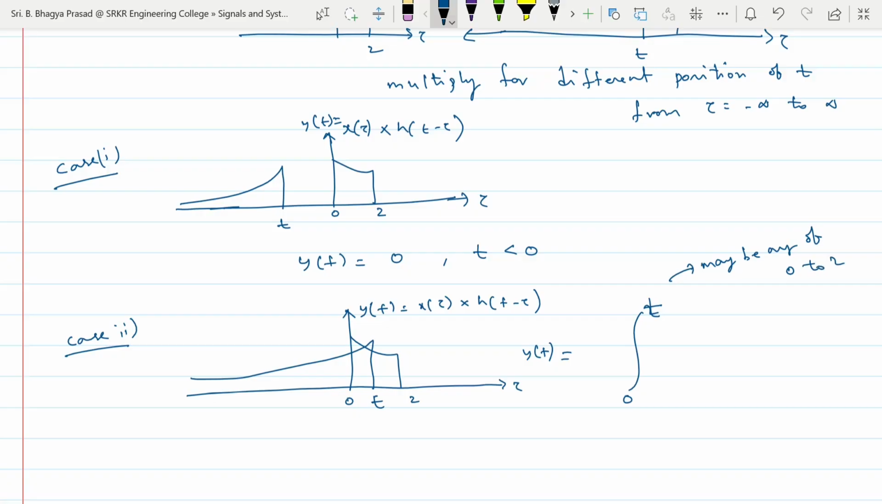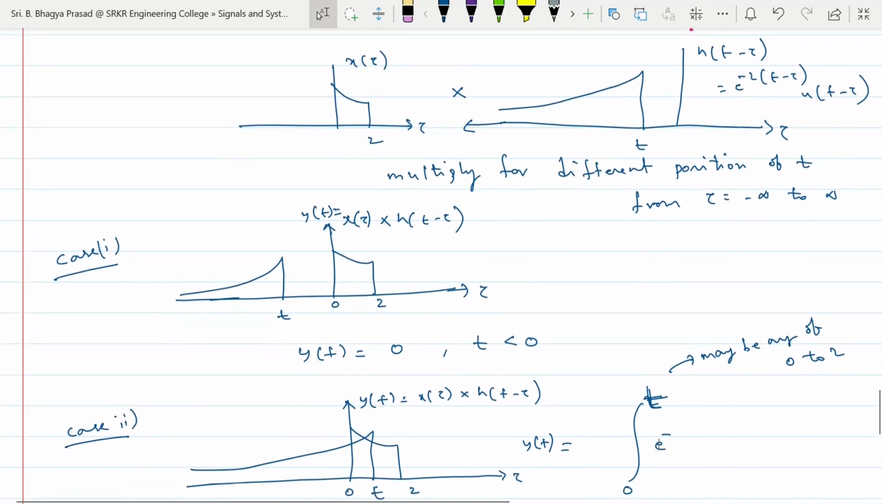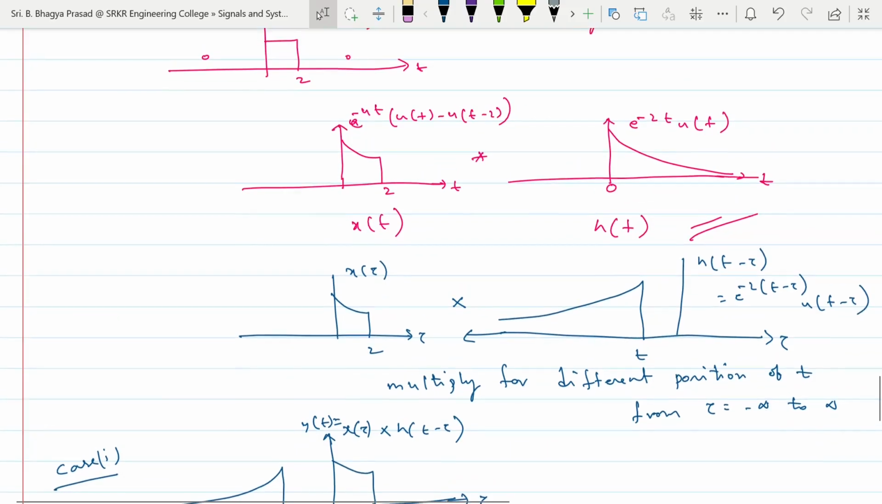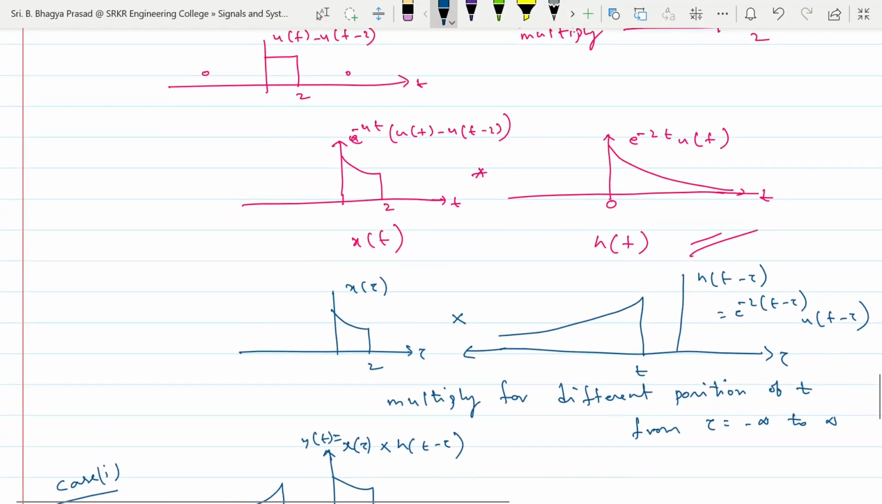If you make the integral upper limit 2, it will give a fixed value when t is 2, but you don't know the value when t equals 1. So that's why we simply make the upper limit t. So the product is e power minus 2 times t minus tau, and the other one is e power minus 4 tau.